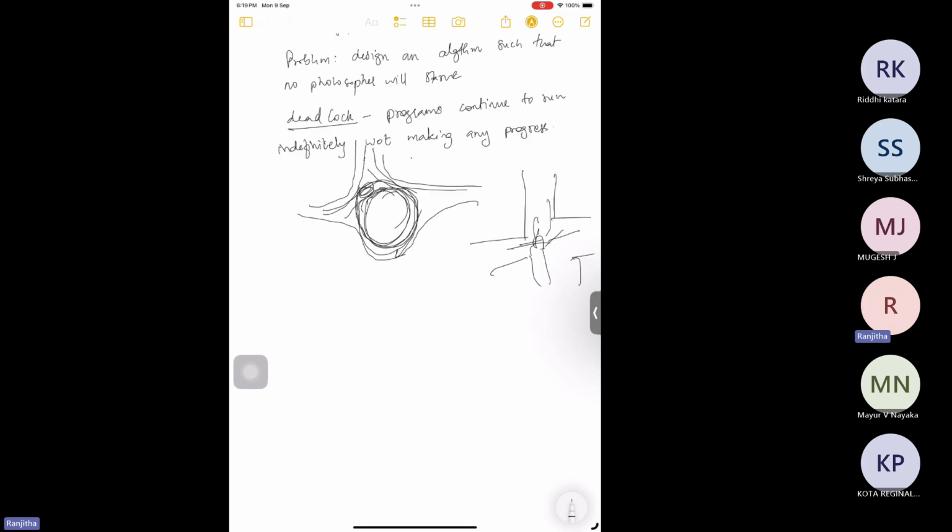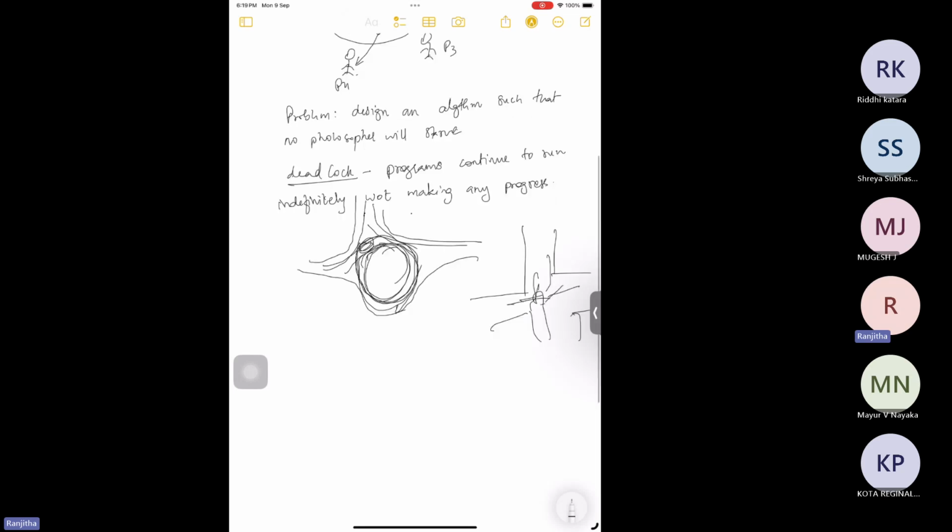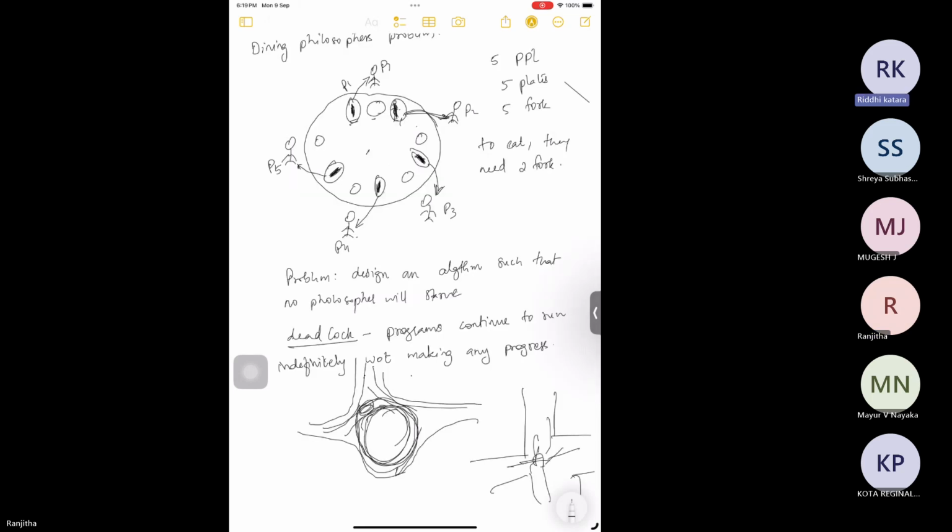Now, with respect to deadlock, yeah. So hope you understood this concept of deadlock, right? Yes, ma'am. Yeah.